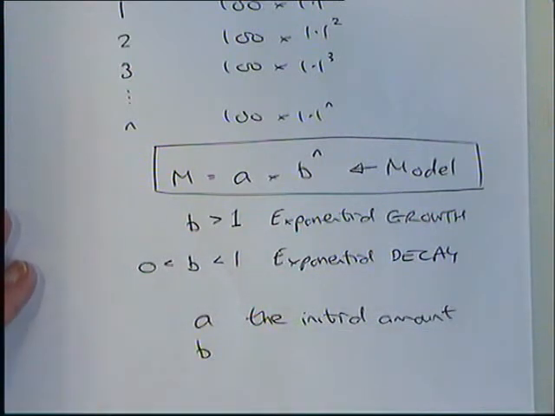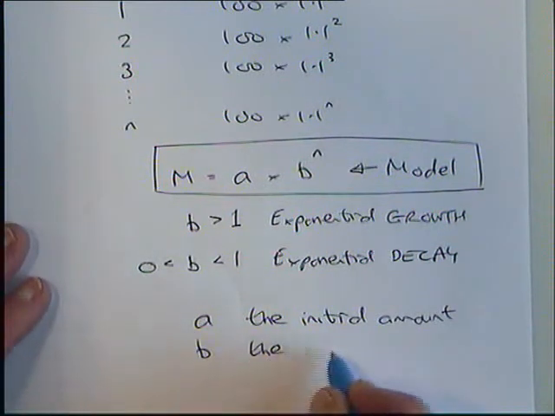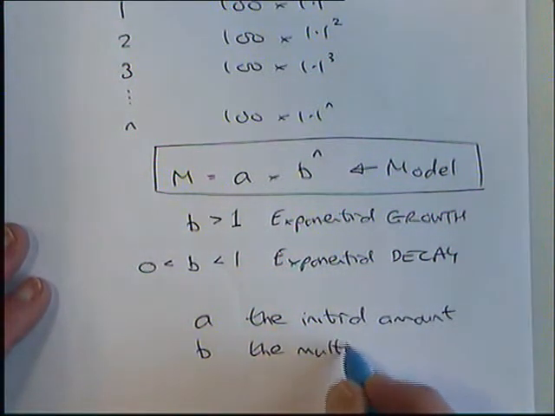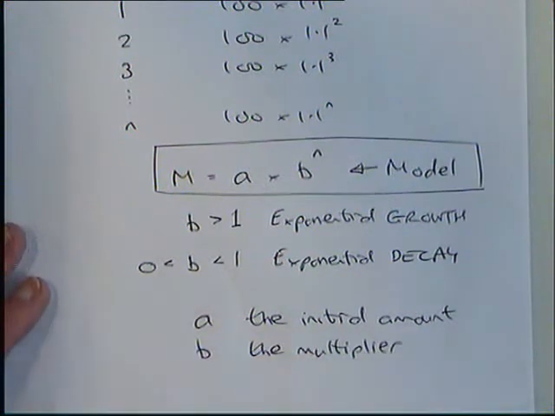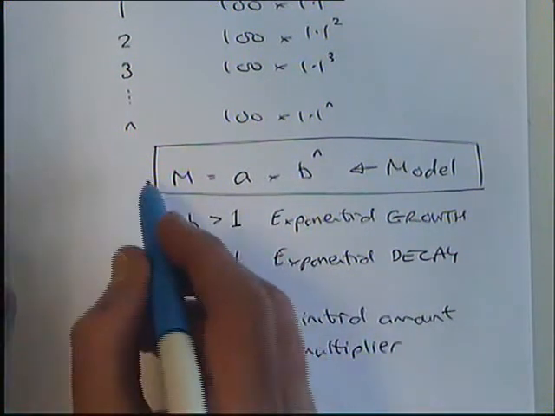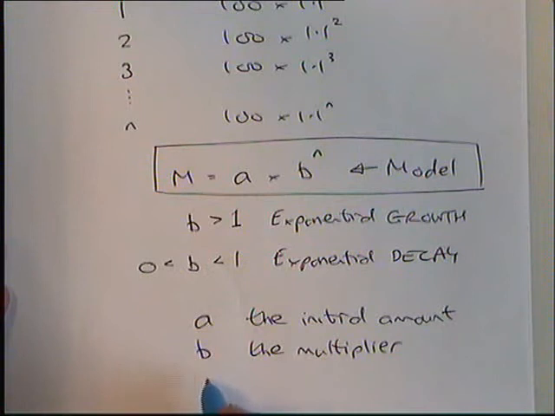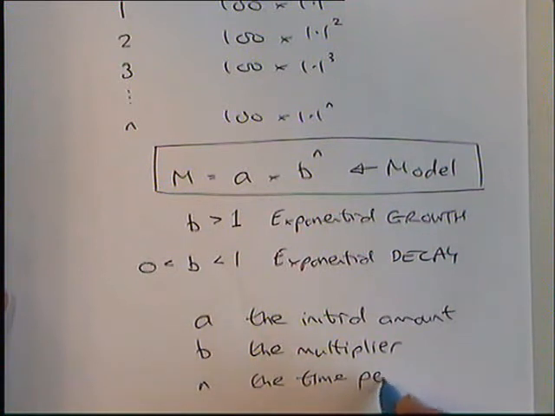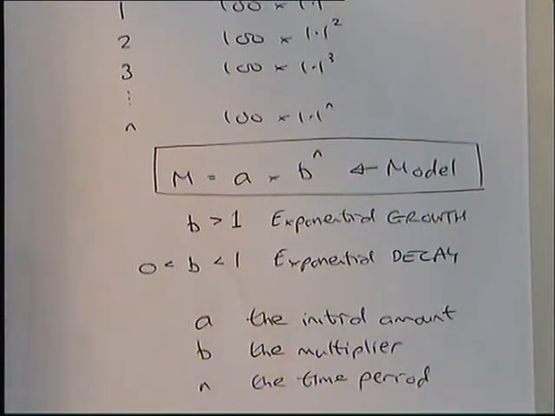And B is, well, if I just call it the multiplier, it tells us basically how much it's going up or down each time. So we've got A is the initial amount and B is the multiplier. And here, N would have been the time period. And it usually is time, so often that letter may become a T for time or something like that.